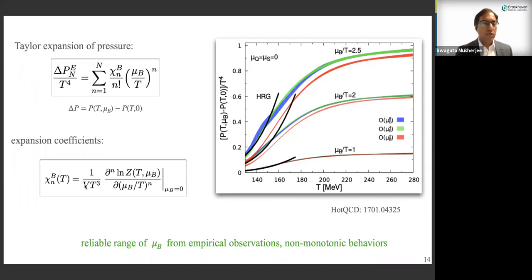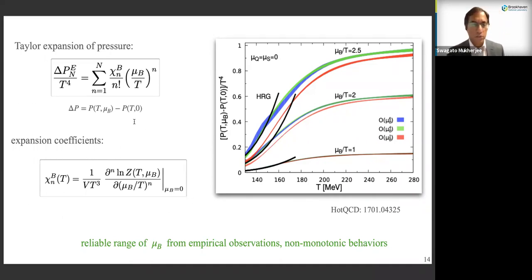And what we compute at mu equals 0 are the coefficients of this Taylor expansion. These are known as the baryon number and generalized susceptibilities, which are defined as straightforward derivatives of the logarithm of the partition function, all evaluated at mu_B equals 0.